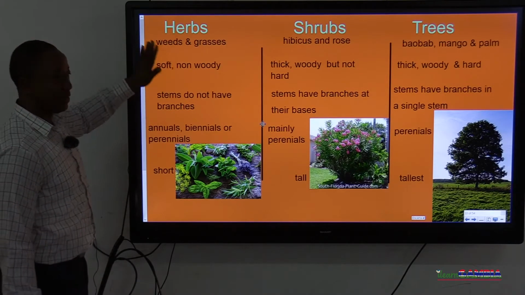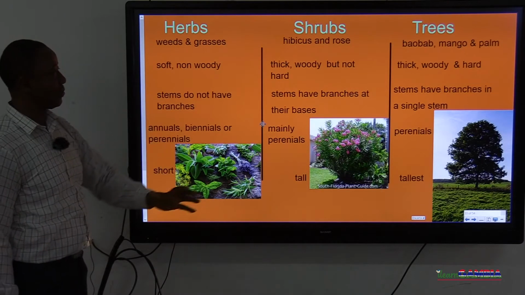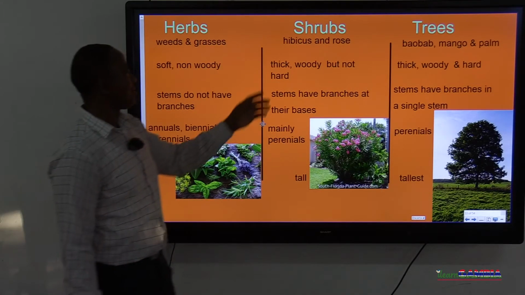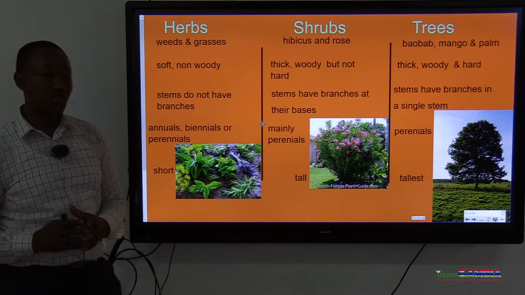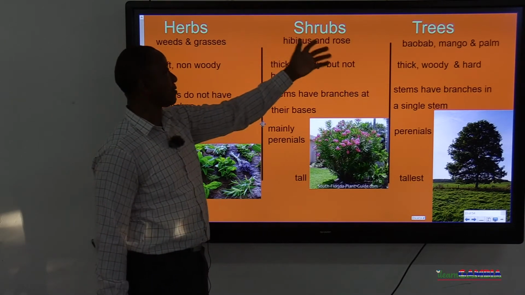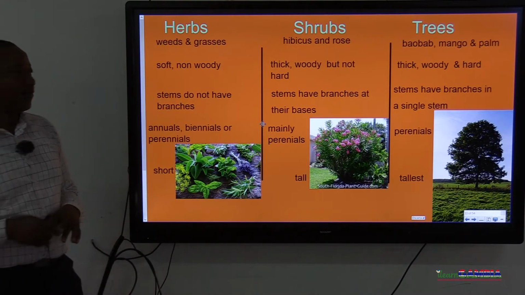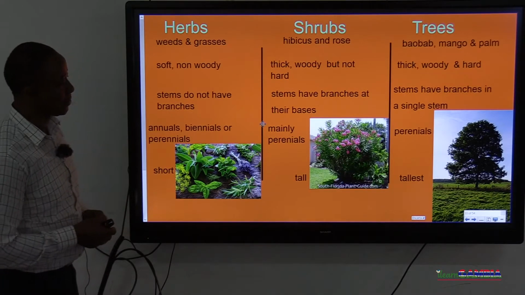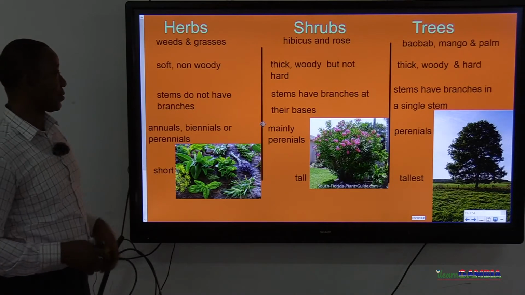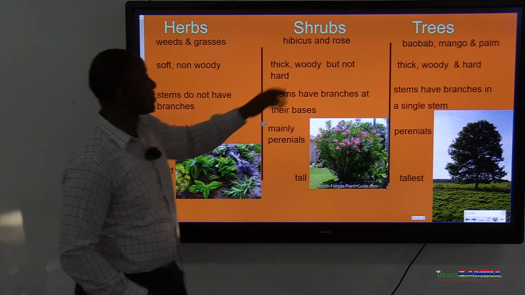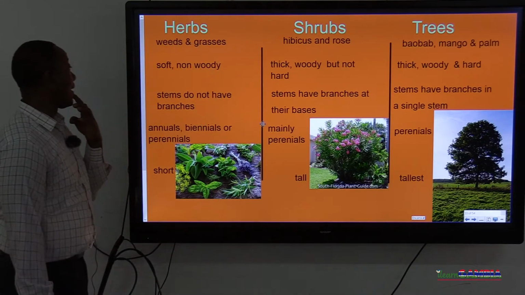The herbs examples are mainly the weeds and the grasses, those little plants. When you come to shrubs, you have those that appear like small bushes, hibiscus plant or the rose plant, and the plants in that range. Mostly you find them in the gardens, in the houses, the compounds for decorations and so on. And for trees, of course, the mango, the baobab, the palm tree, and so on.